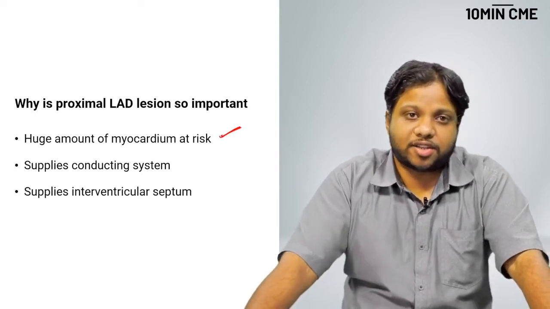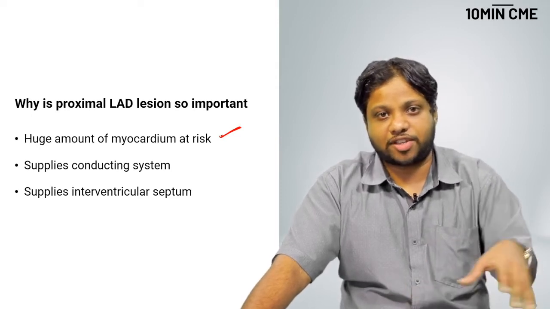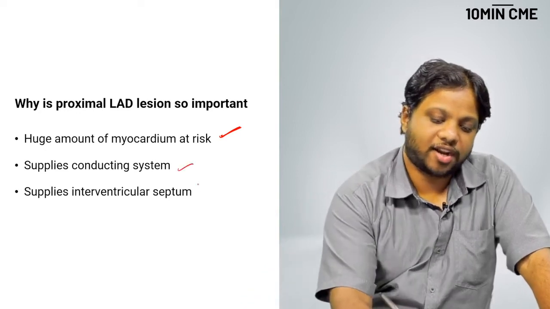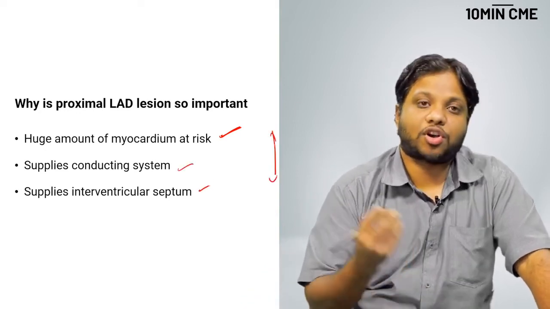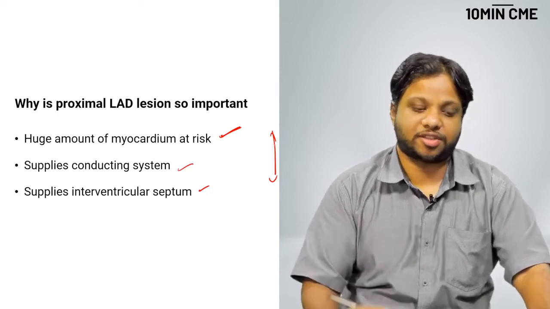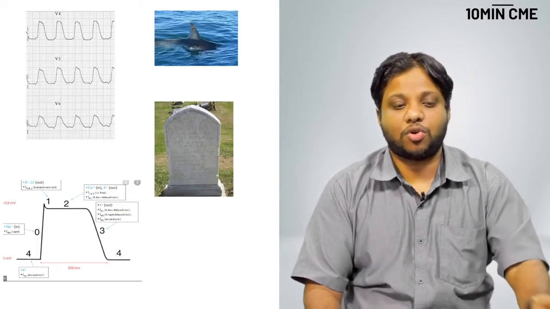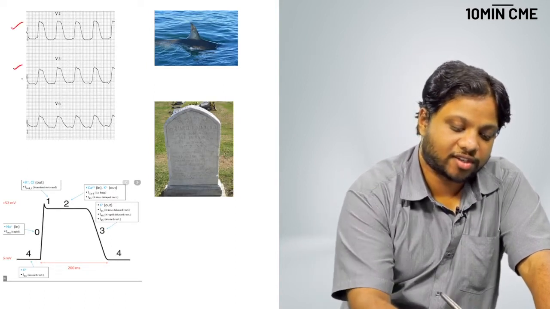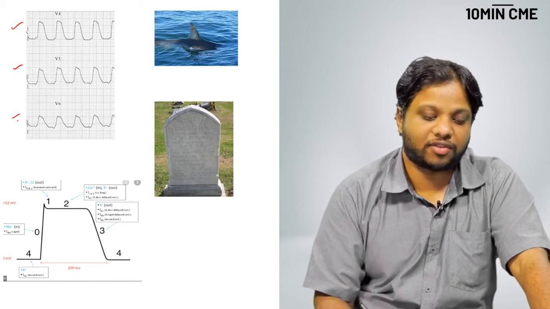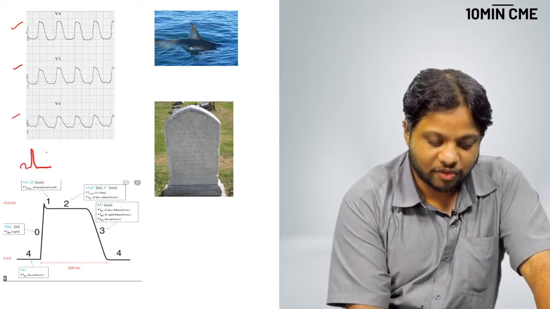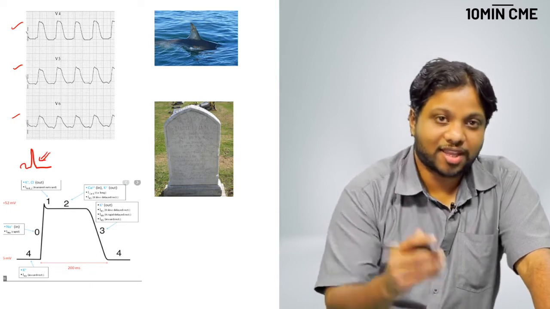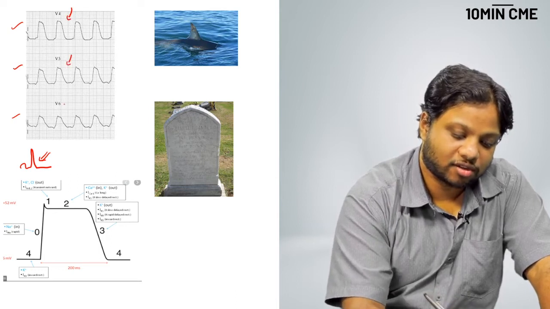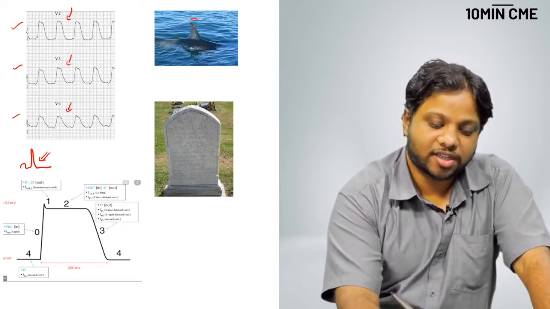It supplies the conducting system. The LAD, along with the right coronary artery, is the one which supplies the conducting system. There is potential for heart blocks, and it supplies the interventricular septum. So very important. That's why a proximal LAD lesion usually results in sicker patients. Next we go to the prognosis. I want you to have a look at V4, V5 and V6, the morphology of the ST segment in V4, V5, V6. There is no descending limb of the QRS complex. You can see that the ST elevation has obliterated the descending limb of the QRS complex. This is a pattern which we call the shark fin pattern.